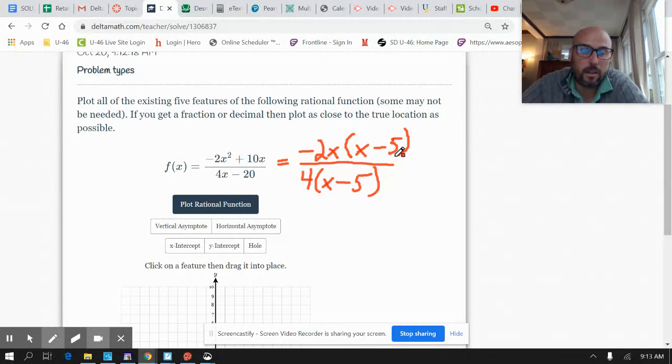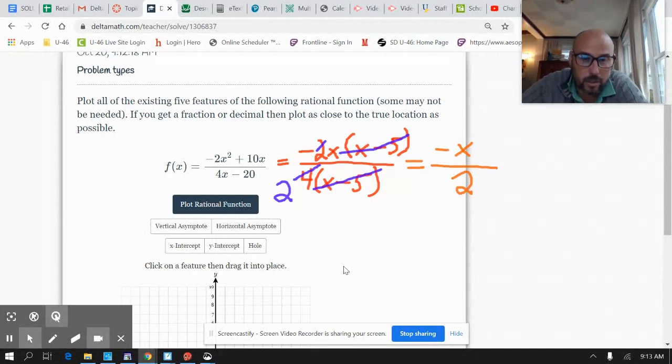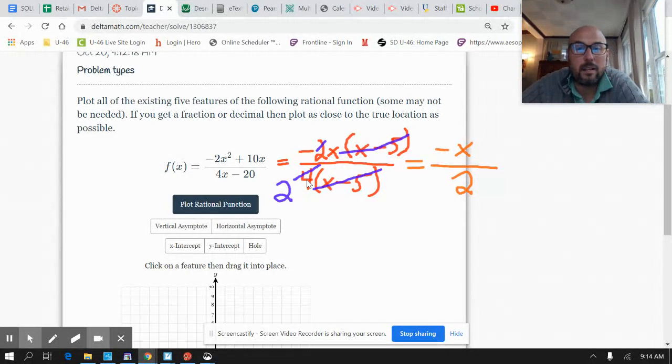Now, what are all the common factors that cancel out here, guys? Well, there are 2 of them. The x minus 5s cancel out. That tells you there's a hole at 5. And then 2 and 4 both had a 2 in common, so they cancel out, leaving me with negative 1x in the numerator and just 2 in the denominator. Whew. All right, what does that mean? Well, it means that there is no vertical asymptote. There's only one number that may divide by 0, 5. And that 5 happened to cancel out. So that means it's a hole.